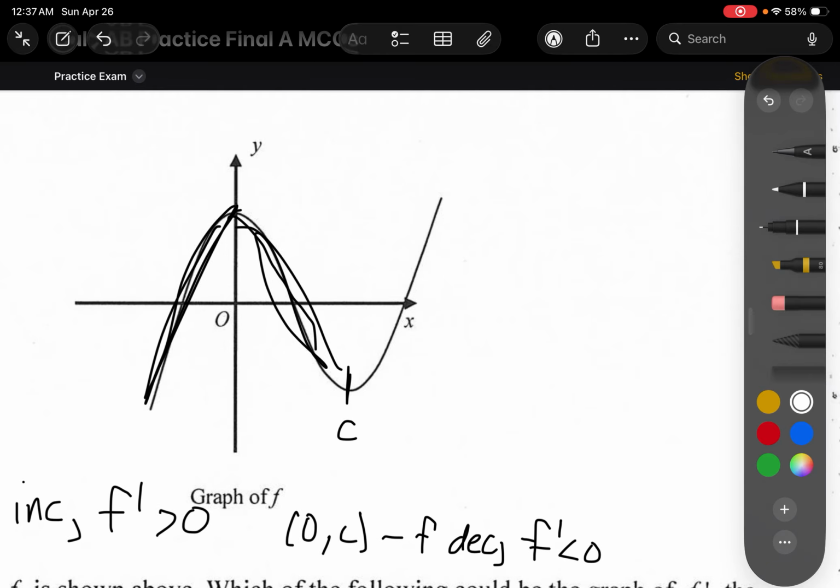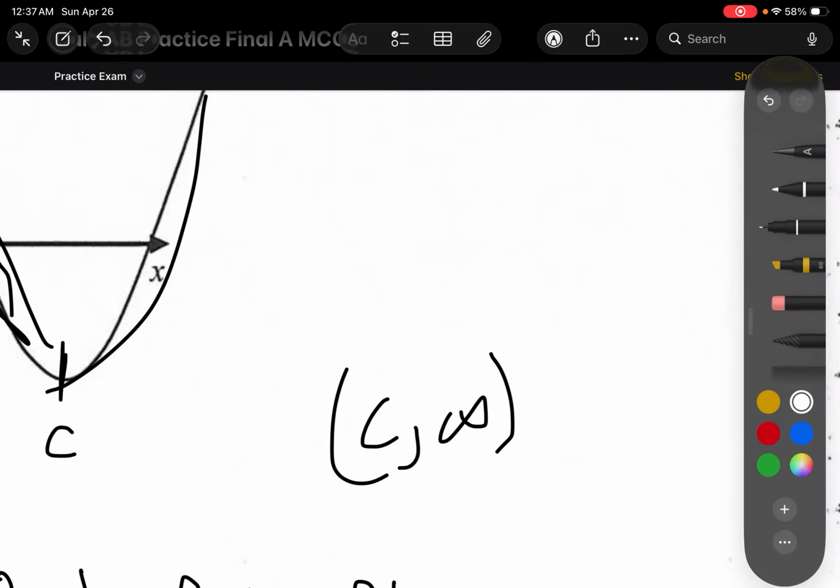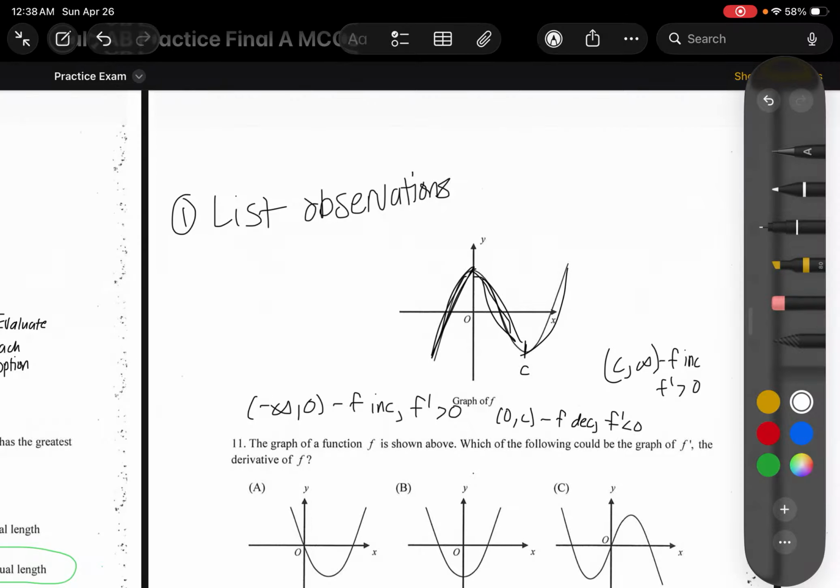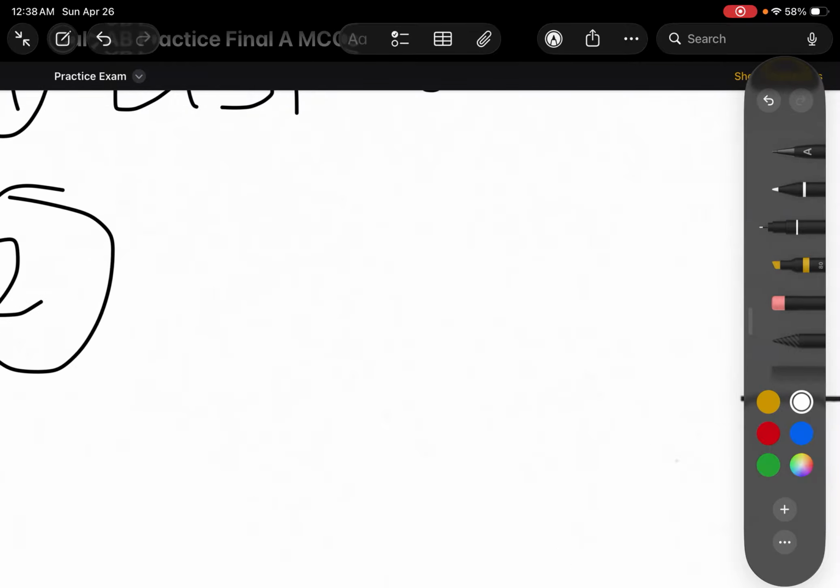Alright? And then from C to positive infinity, f is increasing again, meaning f prime is greater than 0. So which of the options matches the observations? So number 2, match.